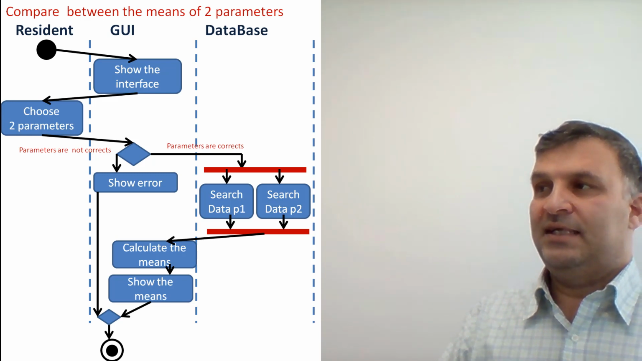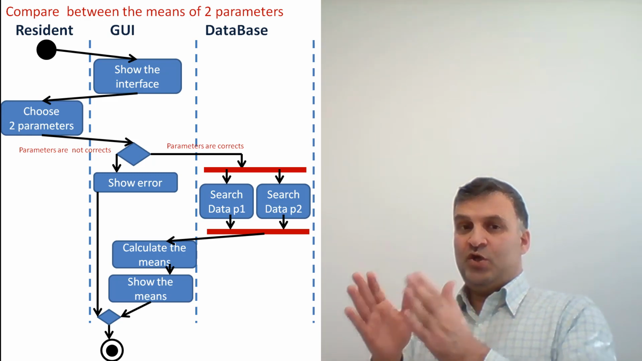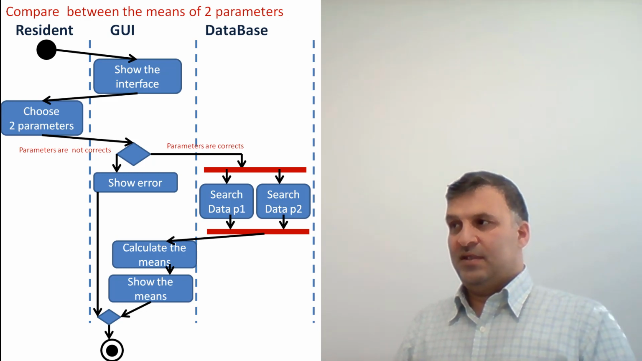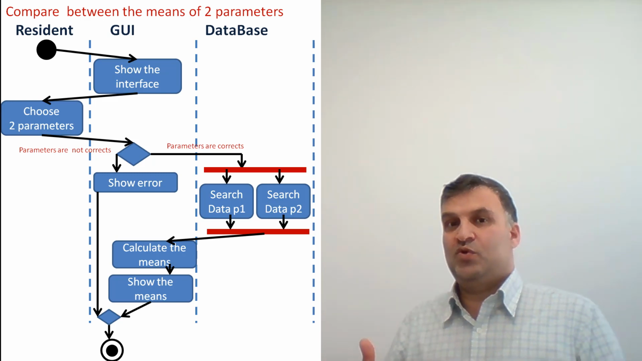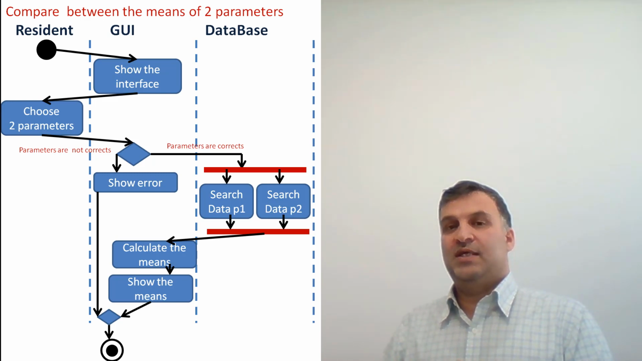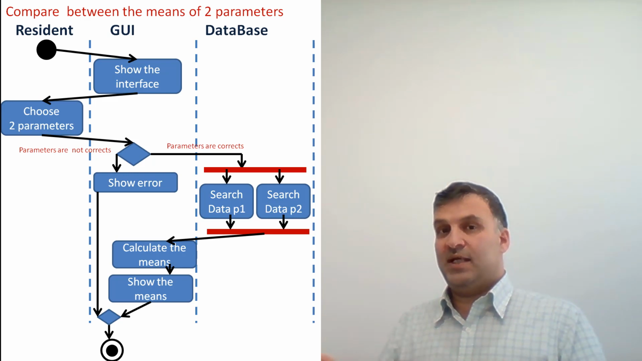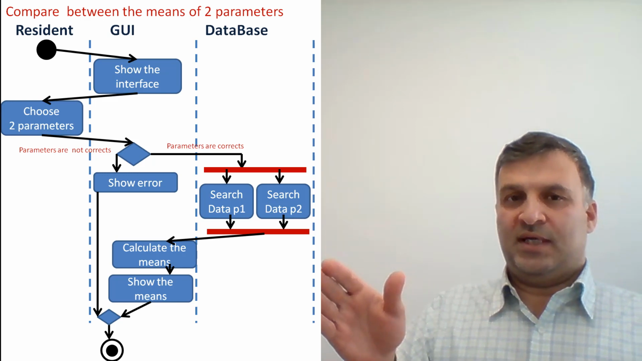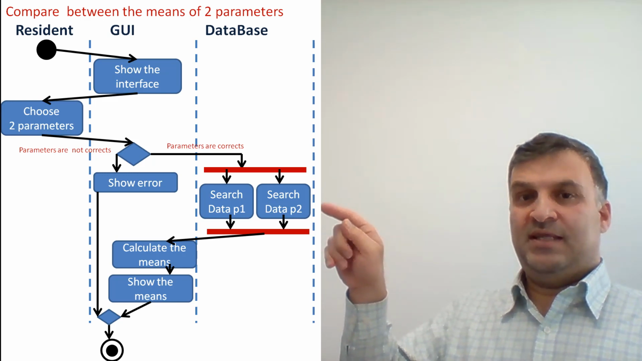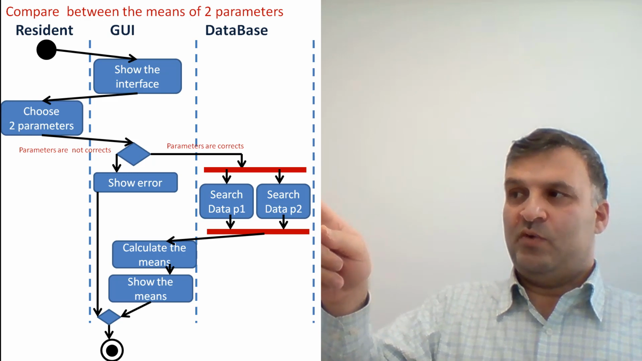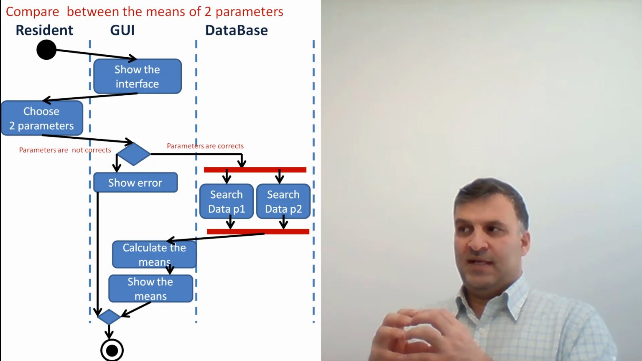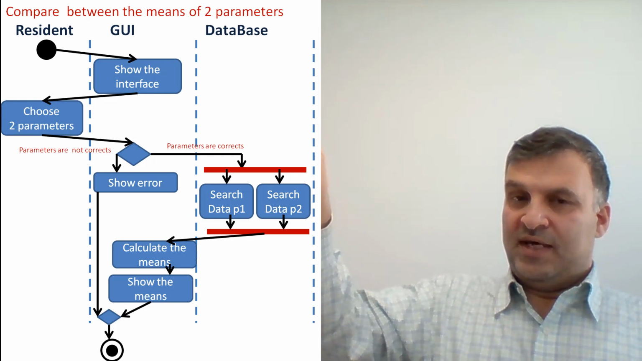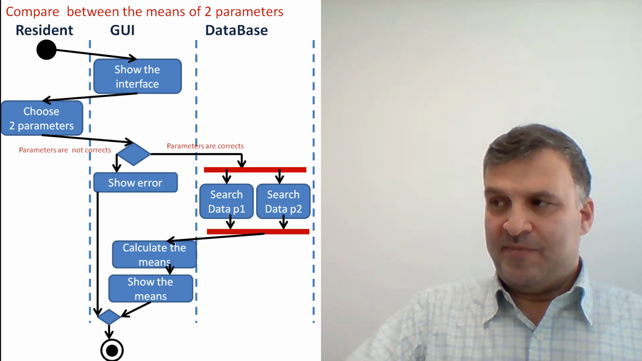After that, the GUI will test these values. So are the parameters correct? Perhaps he didn't choose the correct parameters. Perhaps the period that he chose was not correct. So if the parameters are correct, we will continue the execution in the database management system. If not, the GUI will show an error, and after that the execution will go to the merge diamond.